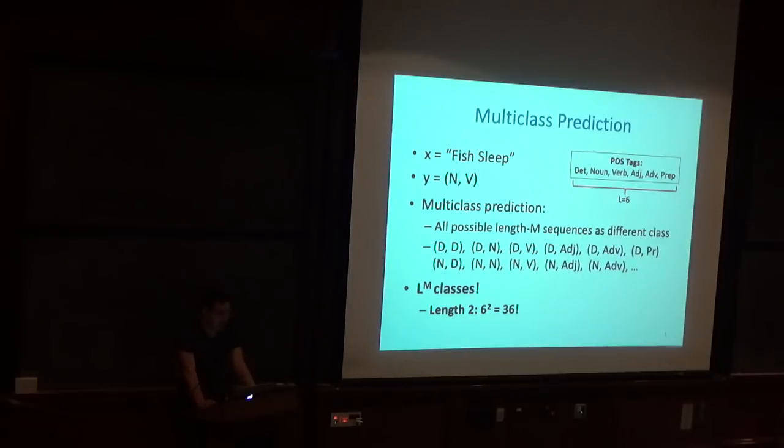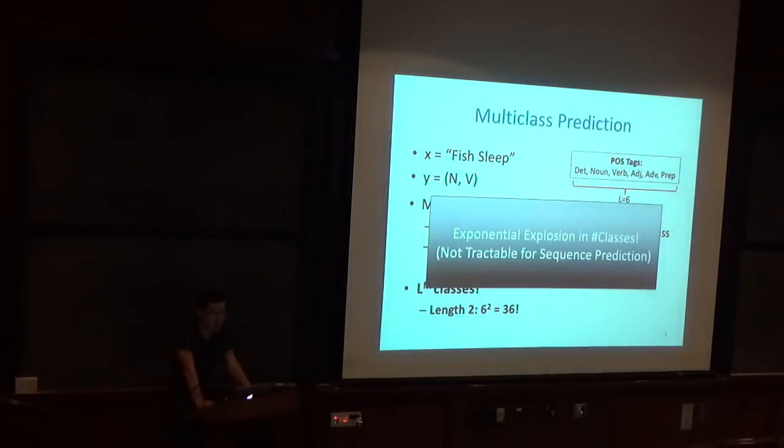In particular, there's an exponential number of possible classes in the length of the output sequence, where here I'm using capital L to denote the number of part of speech tags, or the vocabulary of the output space, if you will. That is 6 in this simple example. It could be much bigger. And the length is 2. So 6 squared is 36. As you can imagine, this number blows up very quickly. So there's an exponential number of classes. This is not tractable in general.